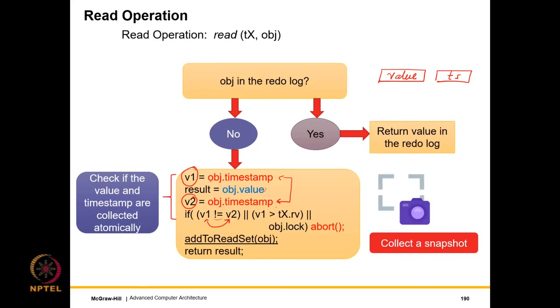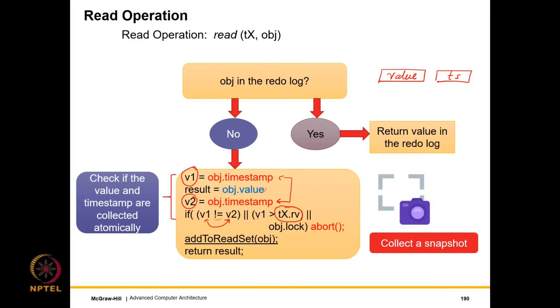We also verify if v1, which now we have proven has to be equal to v2, is greater than the read version of the transaction, which basically means that some other transaction has written to this variable after this transaction started, which makes the value stale. So if this is the case, that v1 is greater than tx.rv, then also we abort, which basically means a transaction started, but some other transaction has written to the variables after we started and it has committed also.